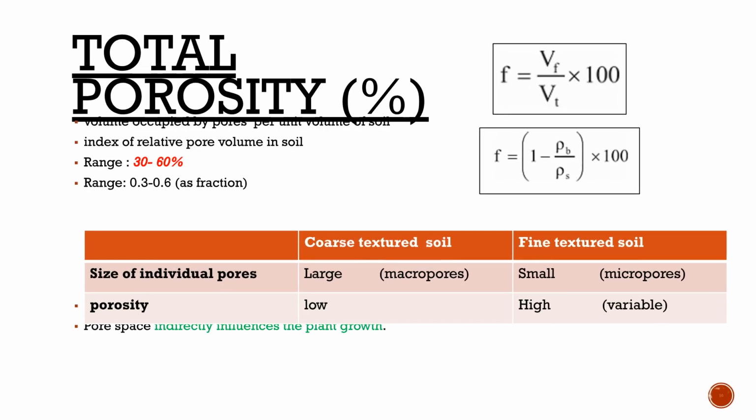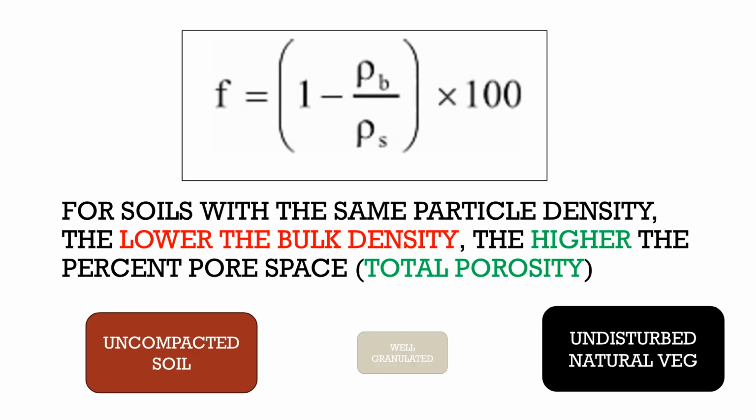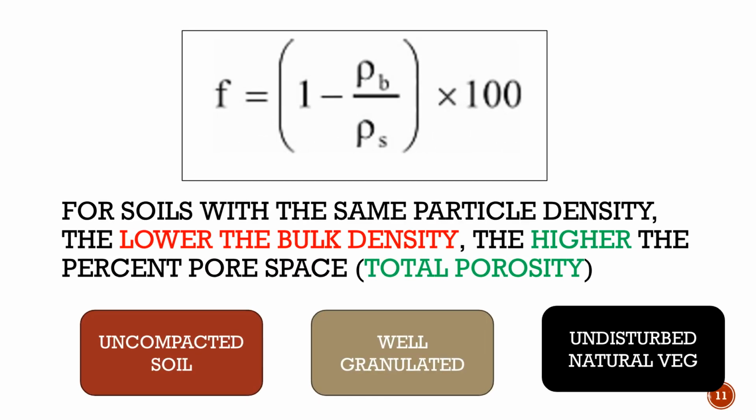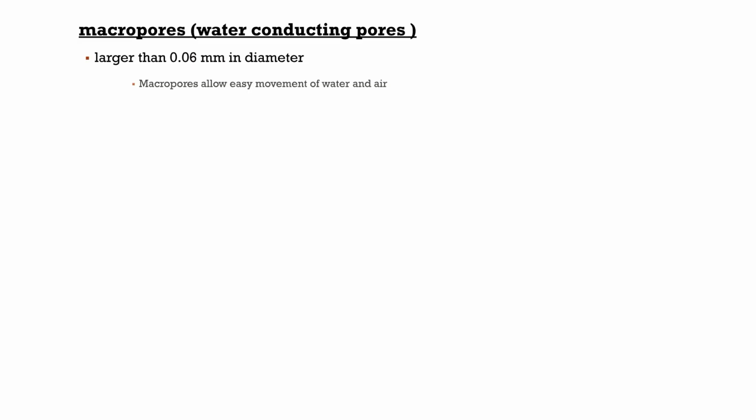Total porosity is the volume occupied by pores per unit volume of soil, expressed as a percentage, typically ranging from 30 to 60%. Pore space directly controls the amount of water and air in the soil and indirectly influences plant growth. For soils with the same particle density, the lower the bulk density, the higher the total porosity. This is often the case for uncompacted, well-granulated soil and undisturbed natural vegetation.